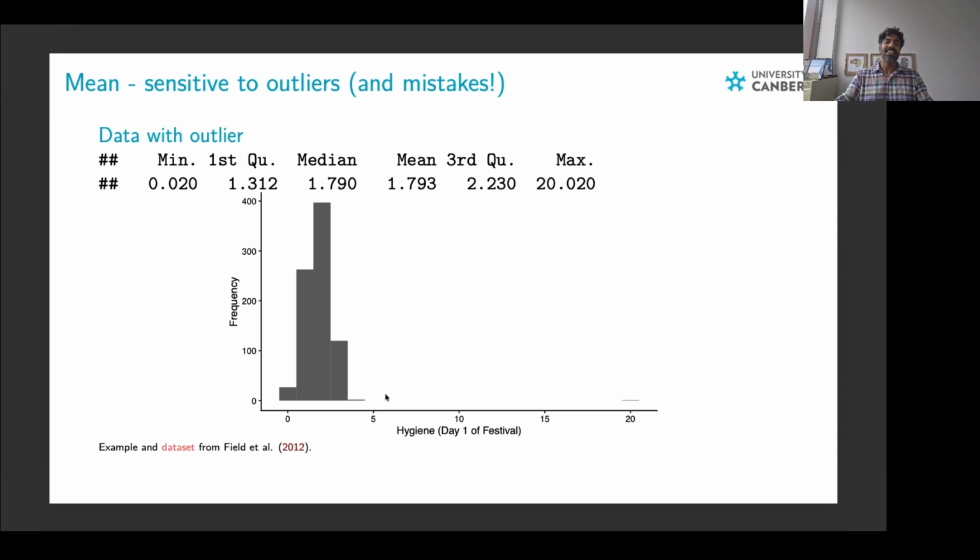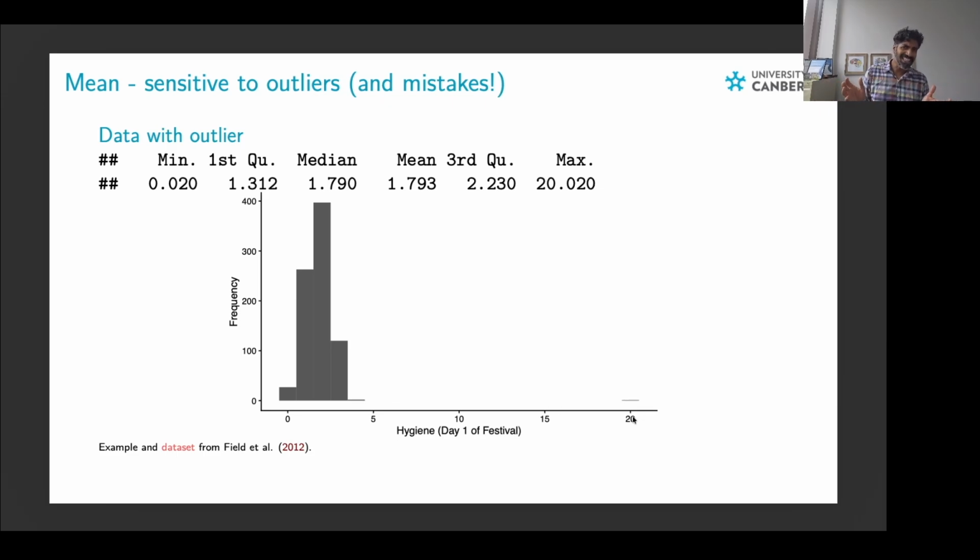This is a data set about the hygiene, I think, of people attending a festival on day one, and I think he has day 2, day 3. If you were just to not plot the data and look at the median and mean, nothing seems out of the ordinary. However, if you plot the data, that's when you realize, wow, this is a really skewed distribution. In fact, that skewness is driven by this outlier where the value is 20.